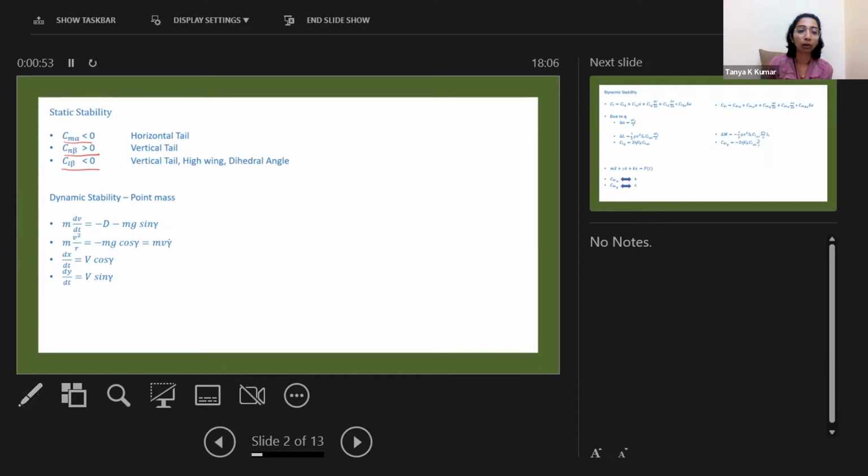Okay. What are the major contributors towards these terms? Cm alpha, the major contributor that contributes towards stability in the longitudinal sense is the horizontal tail. For the directional stability, it is the vertical tail with the rudder, horizontal tail with the elevator. And for Cl beta, that is lateral stability, you have all of these components, vertical tail, high wing, and dihedral angle. So somebody had asked in the previous class how low wing is not stable and how high wing is stable in the lateral sense.